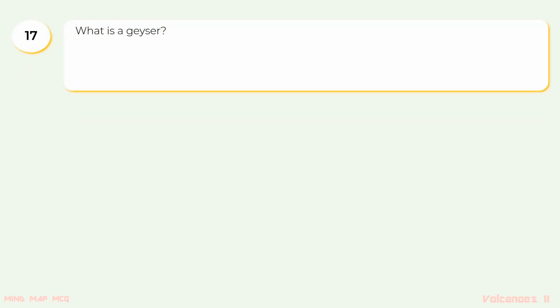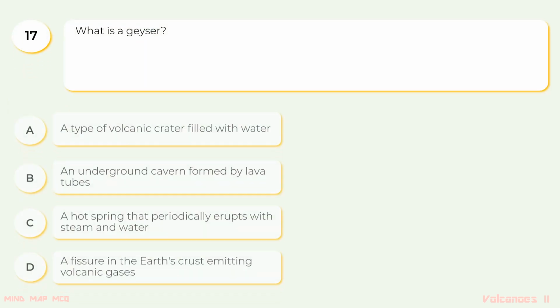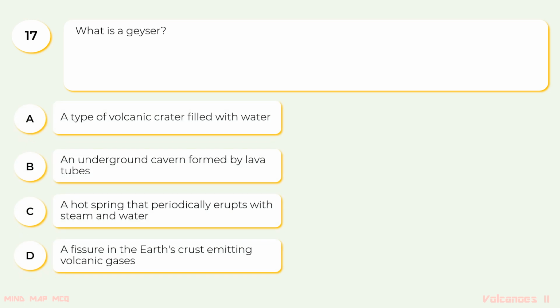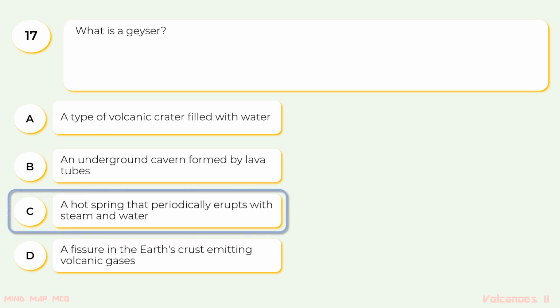17. What is a geyser? The options are A. a type of volcanic crater filled with water, B. an underground cavern formed by lava tubes, C. a hot spring that periodically erupts with steam and water, D. a fissure in the Earth's crust emitting volcanic gases. The correct option is C. a hot spring that periodically erupts with steam and water.